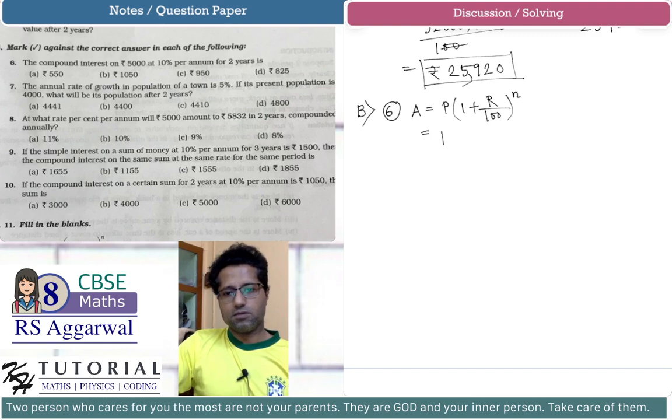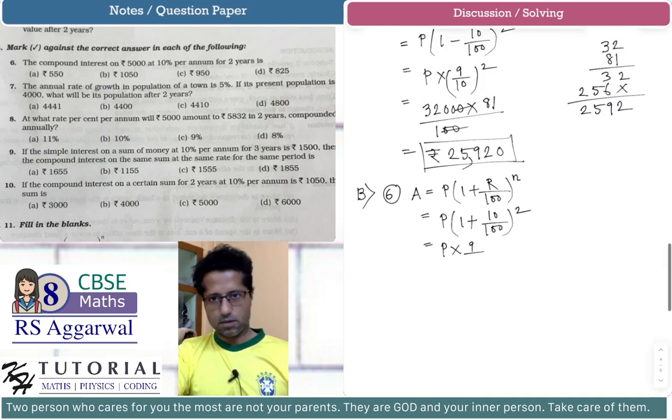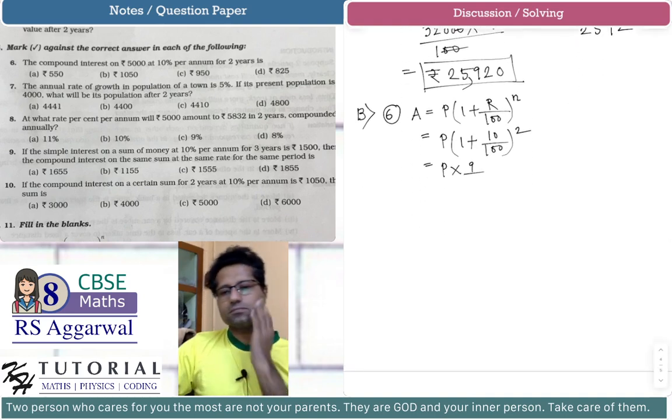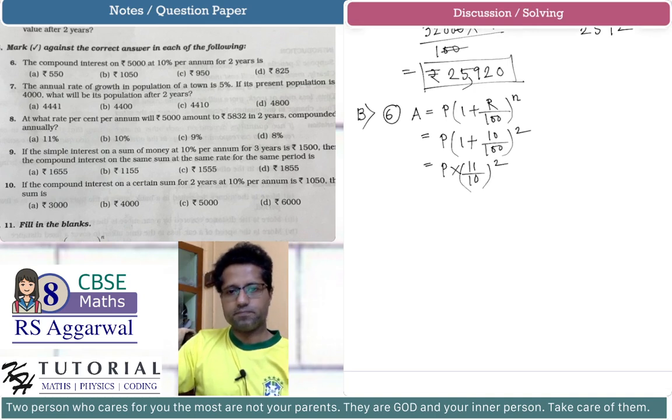So this is equal to P multiplied by 1 plus rate of interest 10 by 100, and the years is 2. Sorry, I think this is not 9 by 10, since this is 1 plus, so this is 11 by 10 squared. This is equal to 5,000 multiplied by 11 into 11 divided by 10 into 10.